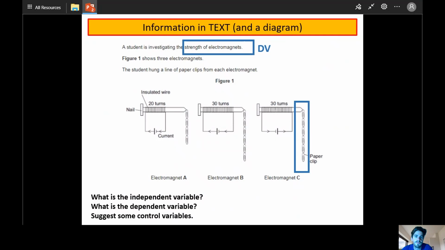They've set up two independent variables here. You may not have spotted it. The most obvious one is the number of turns. So they've changed the number of turns of the coil. That's a solenoid or an electromagnet. So more turns should give you a stronger electromagnetic force and therefore a stronger electromagnet. Hence, there are more paper clips attached there.